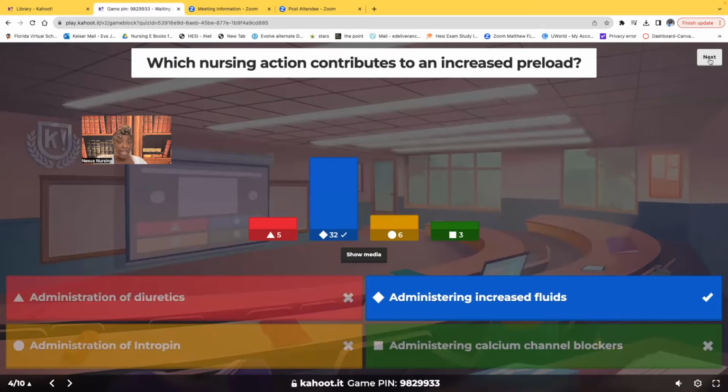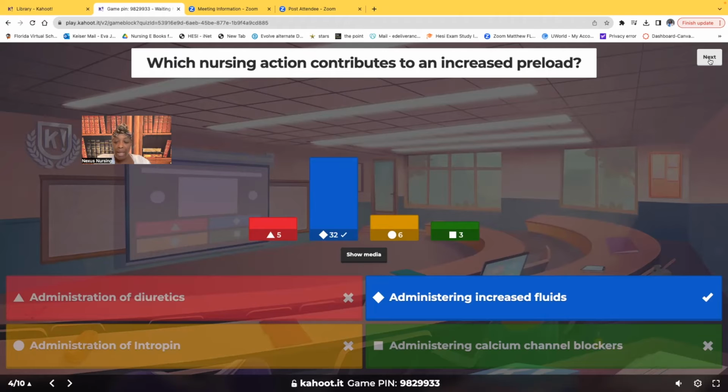Administering dopamine really doesn't affect the preload, but you do expect to see it increase the contraction. Oh my gosh, guys, I can't think. Dopamine, you expect it to increase the contraction.